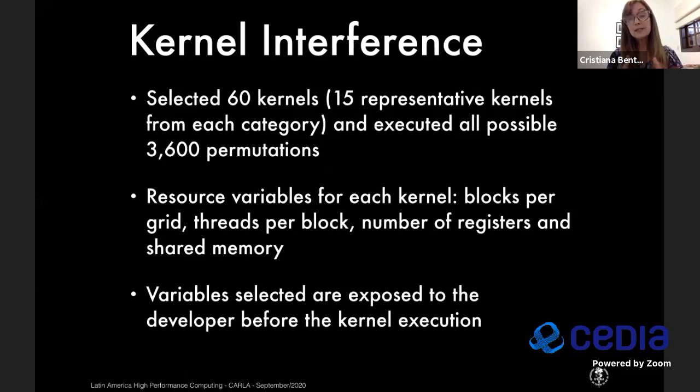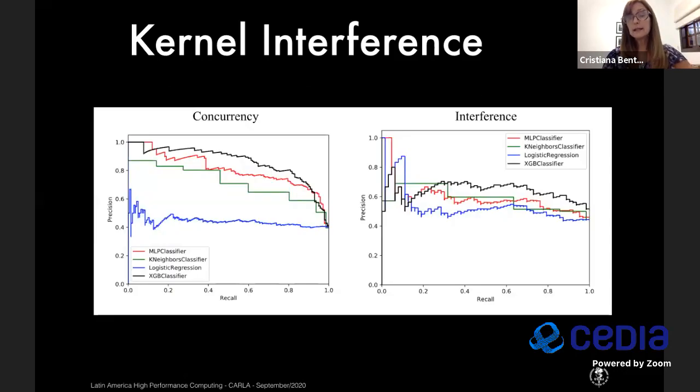In this study, we selected different resources to analyze. We analyzed blocks per grid, threads per block, number of registers, and shared memory. We decided to use these resources because we can expose them before the execution. The programmer knows these resources without having to run the kernel first and then acquire the resource. And we got good results in terms of prediction.